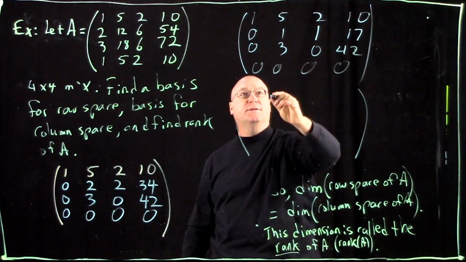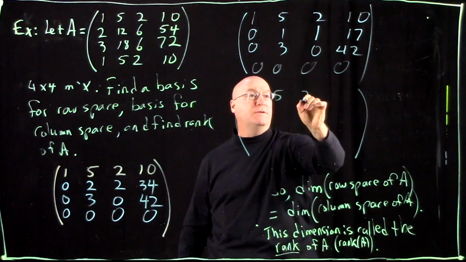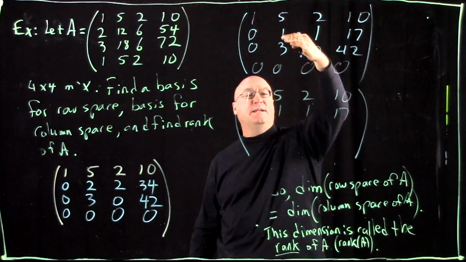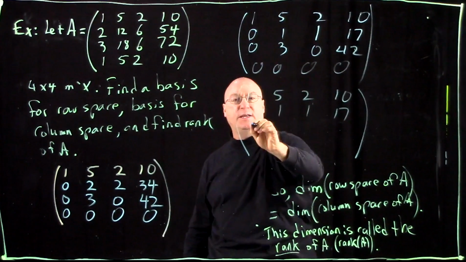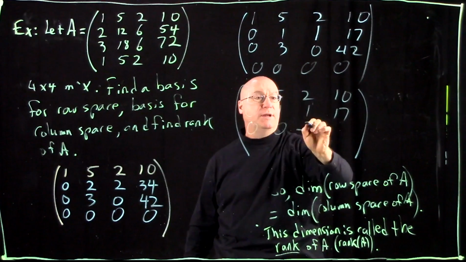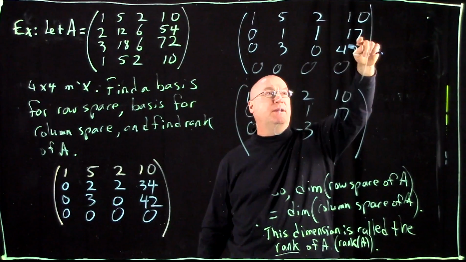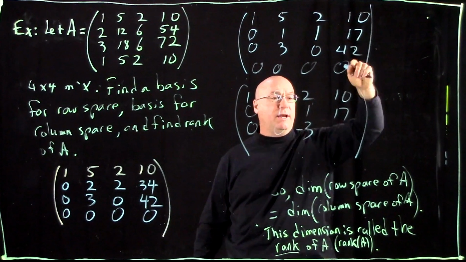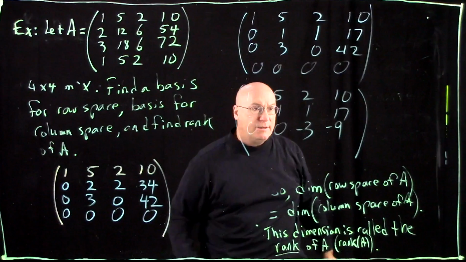Let me go down here. So I have 1, 5, 2, 10, 0, 1, 1, 17. Take it times -3 and add it down, and I get 0, 0, -3. And then -17, -3 times 17 is -51. Add on a 42 and you get a -9.